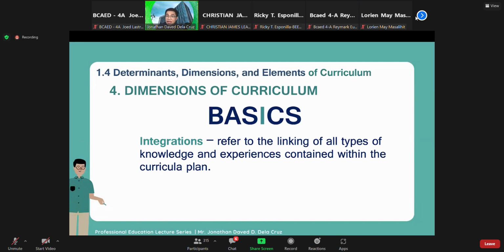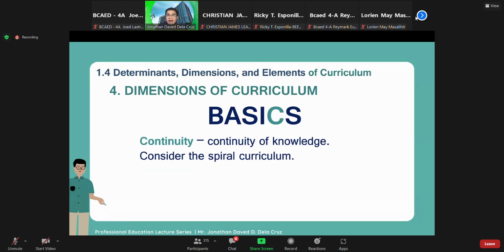Kasi ang placement of subjects, dapat, and placement of learning content should be appropriate and can be integrable. Yung panghuling pangalawa, magkapatid ito, continuity and sequence. Hindi ka magkakaroon ng continuity kapag hindi properly sequenced yung content mo. So continuity of knowledge, consider the spiral curriculum. Philippines, ang K-12 program natin is spiral progression. Spiral progression tayo. So as you go up, the difficulty of the content also increases. Again, dapat nakakasabay yun sa level of maturity ng mga bata. Maturation nila.